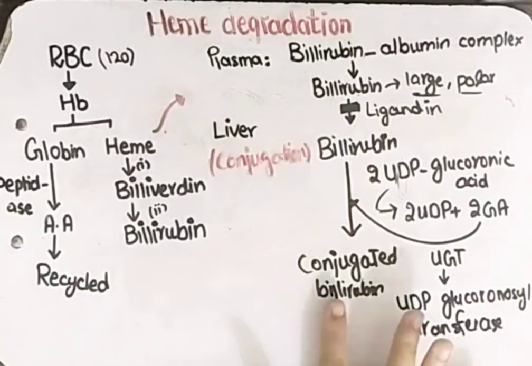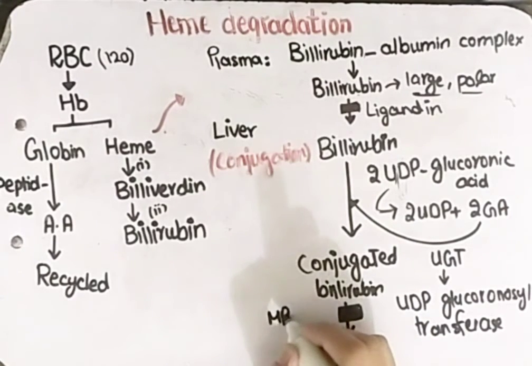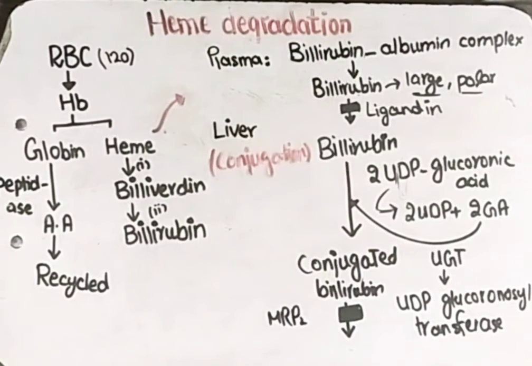Now this conjugated bilirubin enters into bile. As you know, the liver secretes bile. So this conjugated bilirubin enters into the bile, which is secreted by the liver, with the help of the MRP2 protein. There is a protein over here, MRP2, which is a carrier protein, but this time it is not facilitated diffusion. It is active transport.